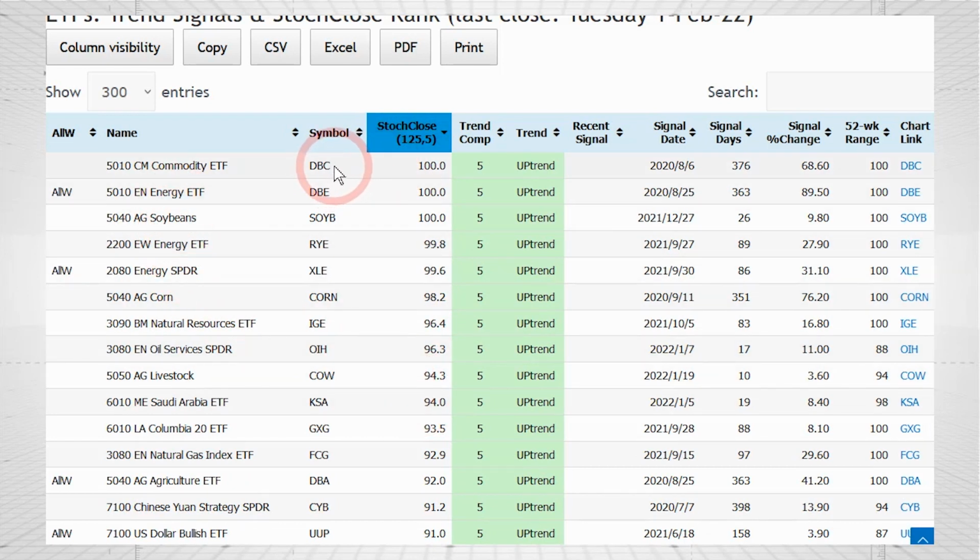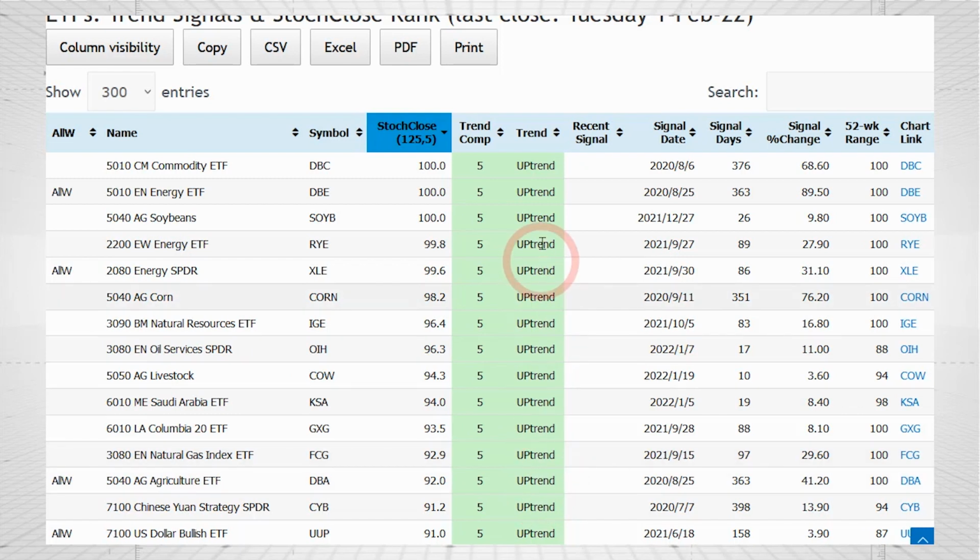The DBC commodity ETF, DBE energy, soybeans, RYE equal weight energy, XLE, of course, the energy SPDR, corn, natural resources. It's all about energy here. Colombia is also up there, GXG with a StochClose of 93. And there you can see the trend composite score and if it's in an uptrend or not.